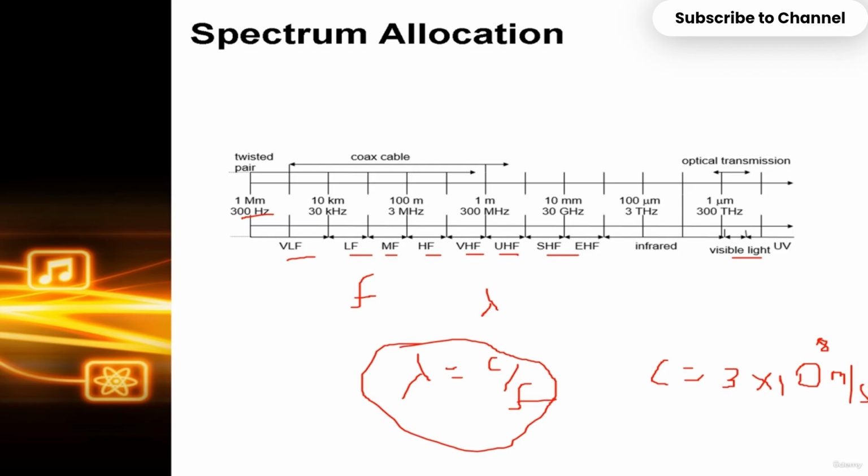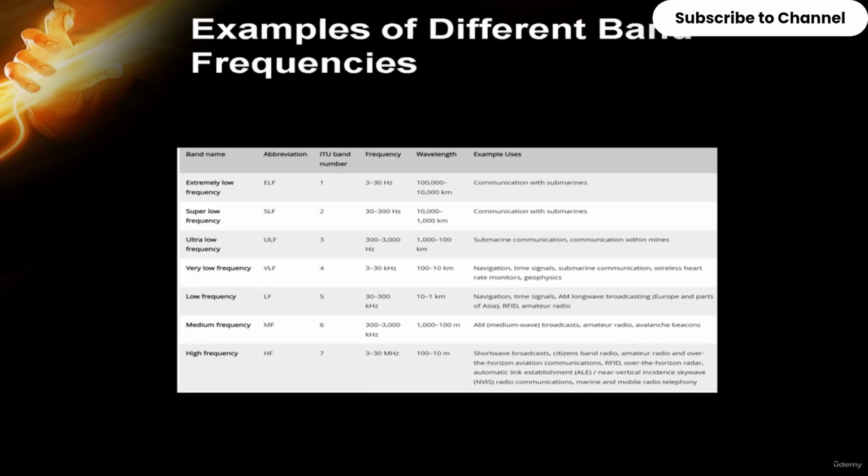To be more clear, in this diagram we can see the extremely low frequency, abbreviated as ELF. The ITU band number is 1 and it operates in frequencies of 3 to 30 Hz. It is used in communication with submarines. Extremely low frequency, super low frequency and ultra low frequency, these three are used in submarine communication and communication with mines.